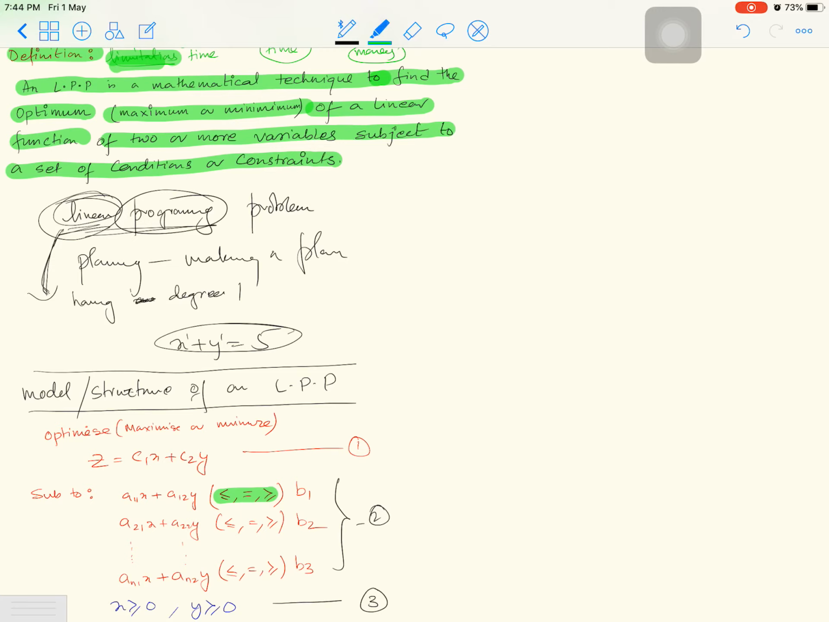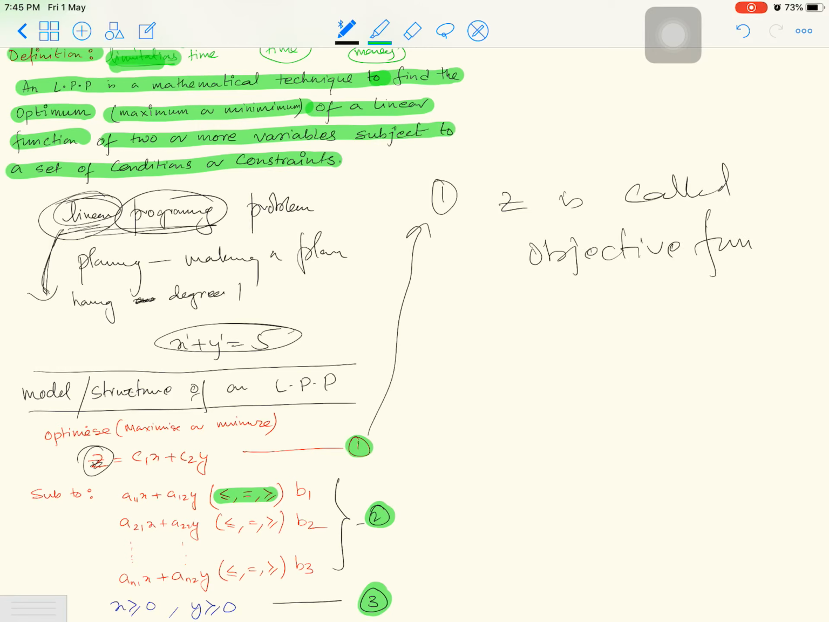So in an LPP, what do we see is we have three different parts. Clearly you can see here, this is equation 1, 2 and 3. So we have three parts of an LPP. What are these three parts? Let's define one by one. Number one, equation number 1, the linear function z, is called the objective function. Why is it called the objective function?